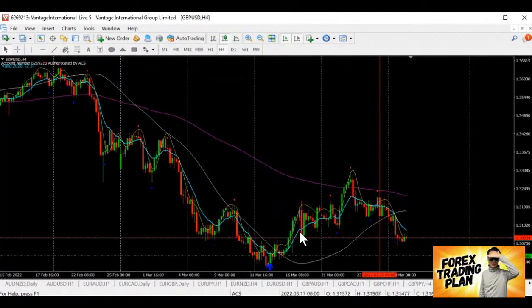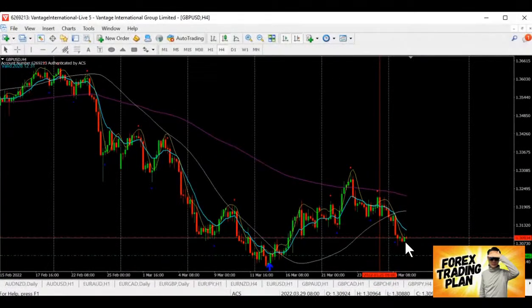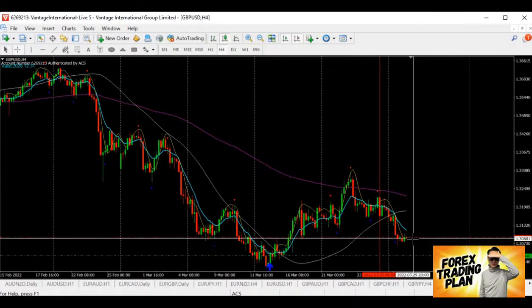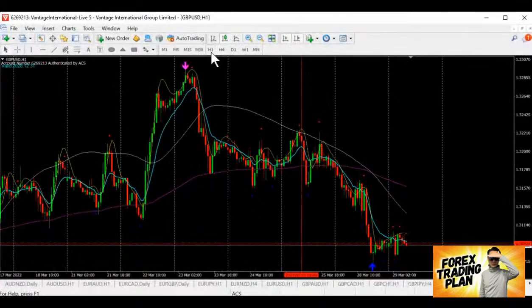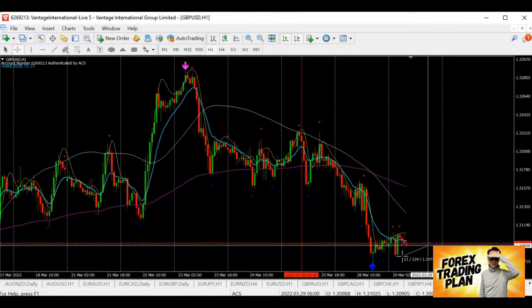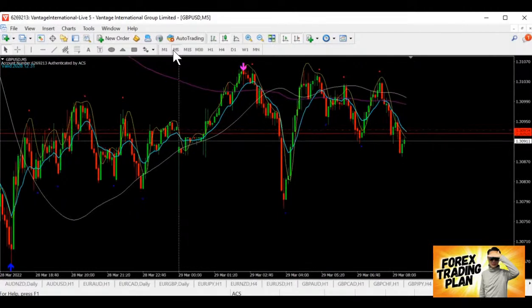This area of support has been tested and break, correct? So it has been tested and break. It will become a resistance. So right now, we will say that this is actually more on the resistance. We have a good space, about 40 to 50 pips, to sell for pound dollar. Let's take a look at this, and I don't think it's actually breaking. So very likely we have a good chance to break this first. Then after that it will start going down. So pound dollar is another good one that we should pay attention to.